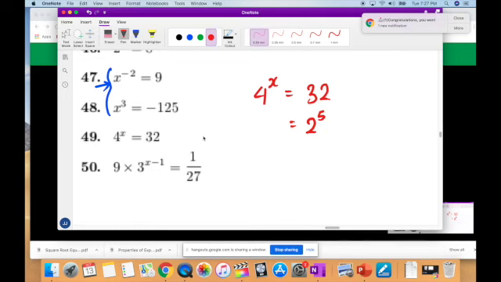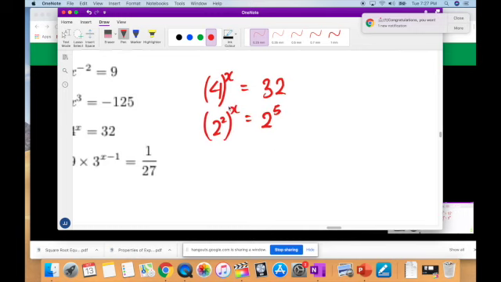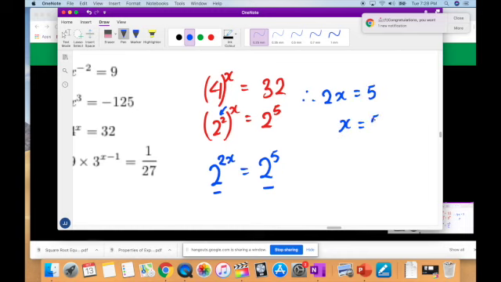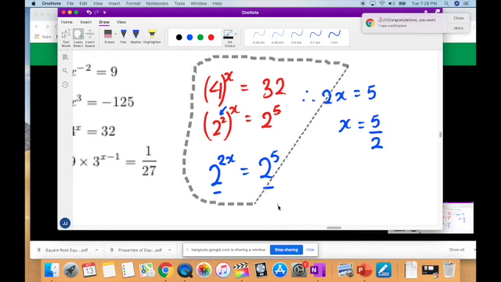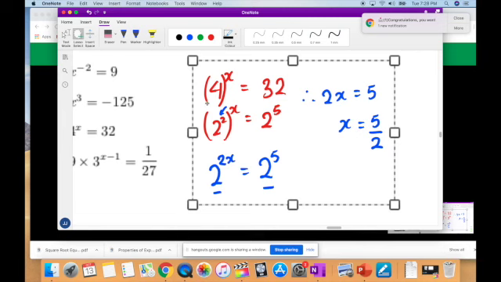Yeah? That's 32. And 4 is 2 squared, all to the power of x. So now I can multiply these indices here to get 2 to the power of 2x is equal to 2 to the power of 5. And because the bases are the same, I could therefore say that 2x is equal to 5, and therefore x is 5 over 2. How are you feeling about that? Scotia, you alright?